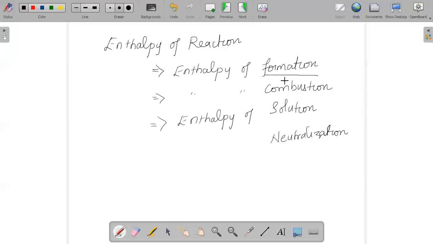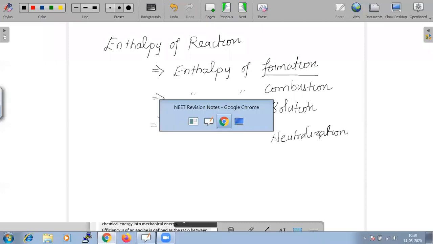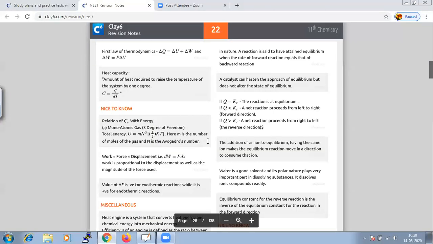When the elements are in their most stable state, we consider that as the enthalpy of formation. Enthalpy of combustion is a known value. It is the energy change when 1 mole of a substance is completely burnt in the presence of oxygen.